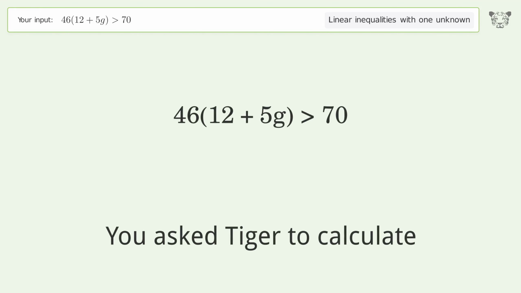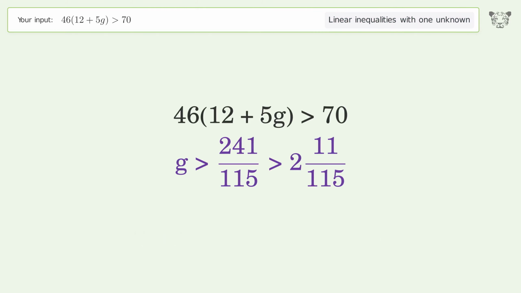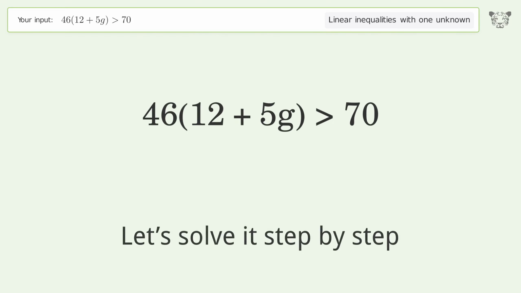You ask Tiger to calculate. This deals with linear inequalities with one unknown. The final result is g greater than negative 241 over 115 greater than negative 211 over 115. Let's solve it step by step.